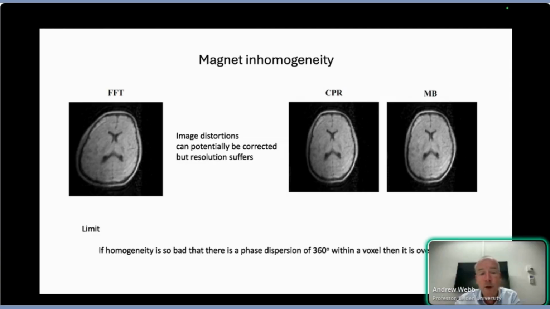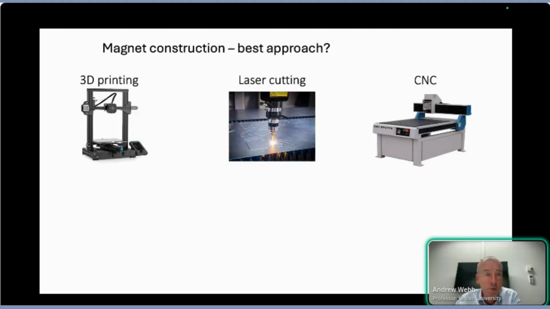And again, if the homogeneity is so bad that within a pixel, and our pixels tend to be quite large, there's a 2 pi or 360-degree phase dispersion, then again, no image processing is going to be able to bring that signal back. So the homogeneity of the magnet is really, really critical. And what we know is there are different ways of building that. So how might we do that?